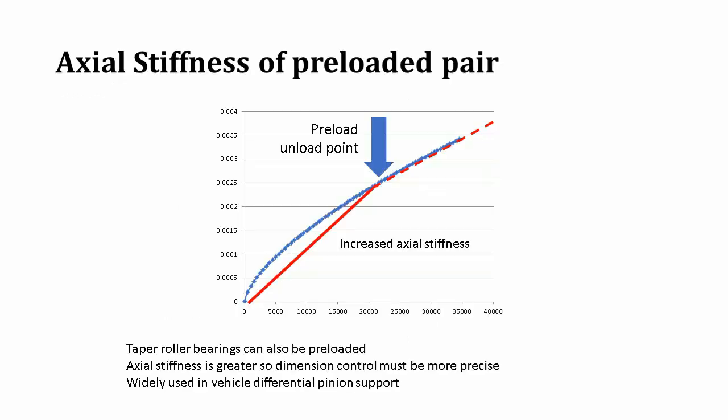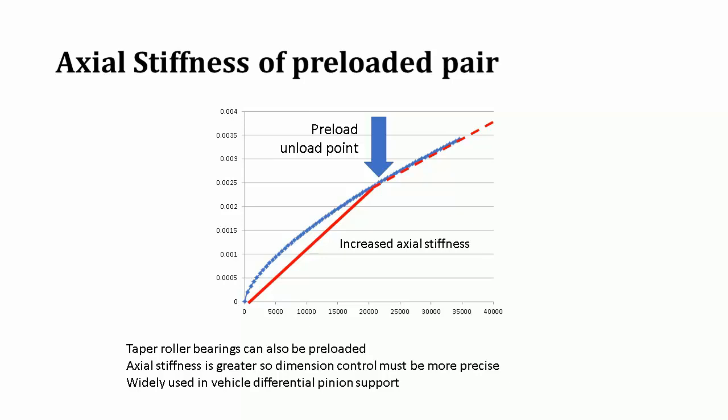So here's a little bit more detail on the axial stiffness of the preloaded pair. You can see the preload-unload point now, which I mentioned earlier. You might not have grasped this initially, so here's another slide just to show it again. The red line is the increased axial stiffness of the preloaded pair, and then when we get to the preload-unload point, we're on the by now stiff curve of the bearing which is carrying the axial load, the live axial load. So I hope that helps understanding.